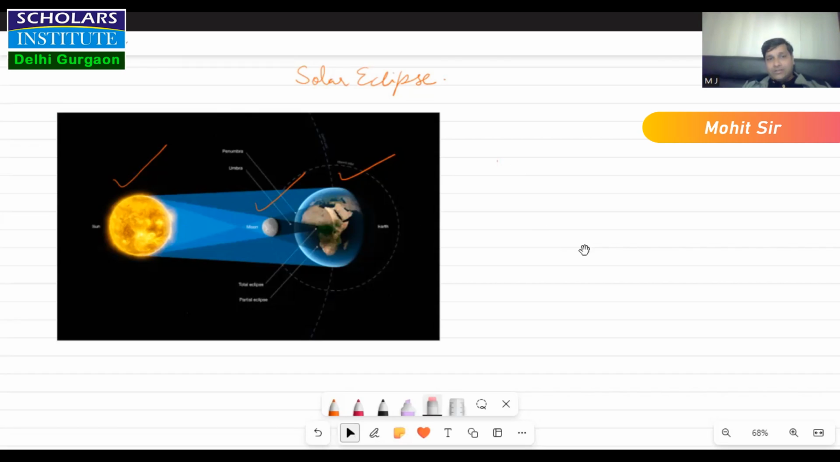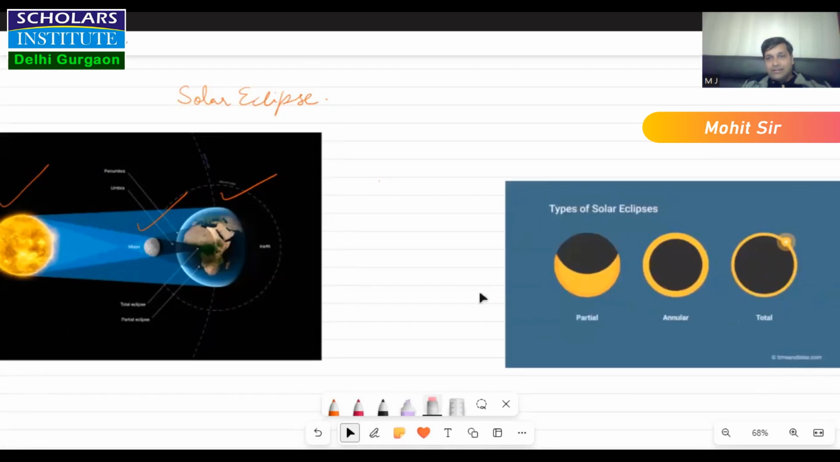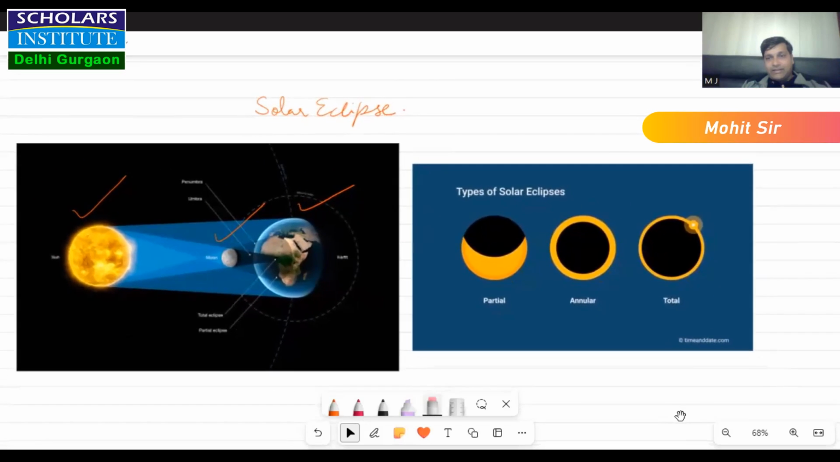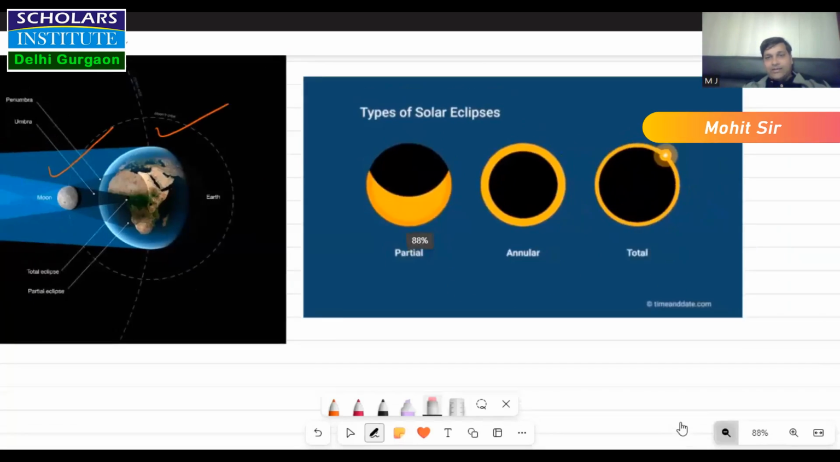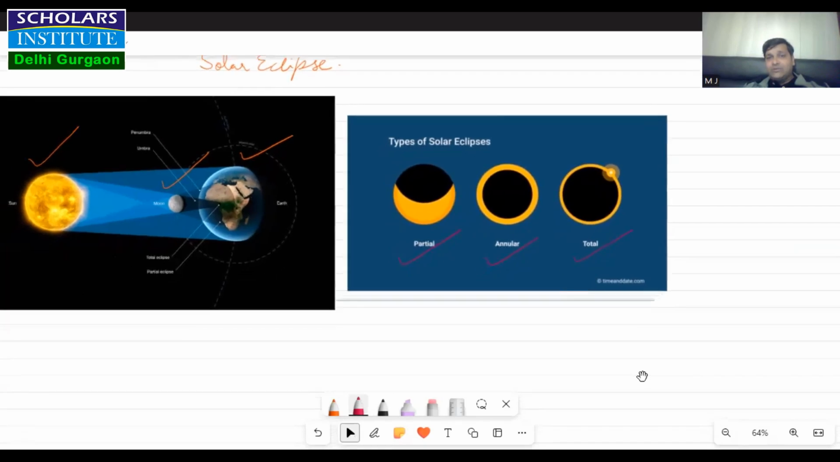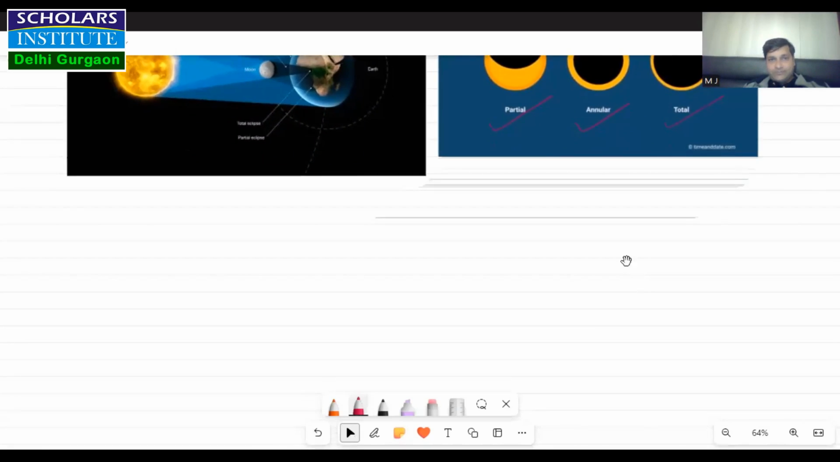Now, a solar eclipse can be of three types. Let us look at the three types of solar eclipse. One is called the partial solar eclipse. The second one is called the annular solar eclipse. And the third one is the total solar eclipse. Now you understand what a solar eclipse is. Now let us understand what a partial solar eclipse is, what an annular solar eclipse is, and what a total solar eclipse is.